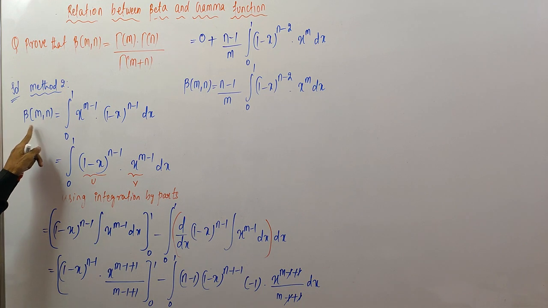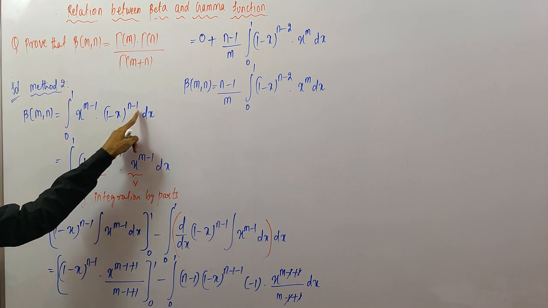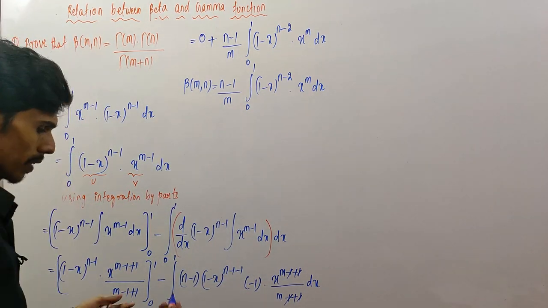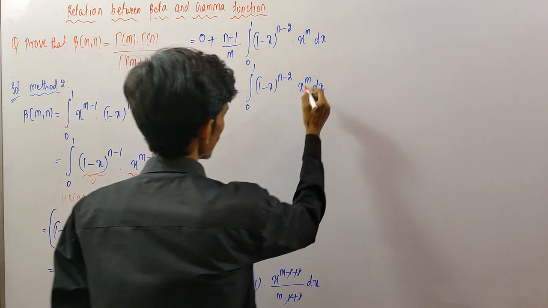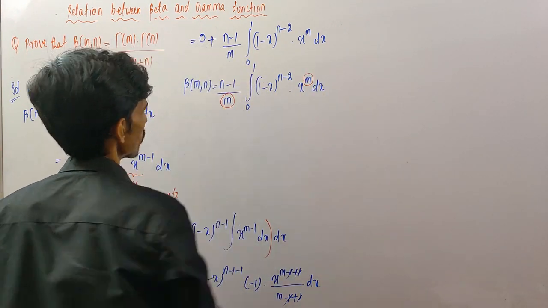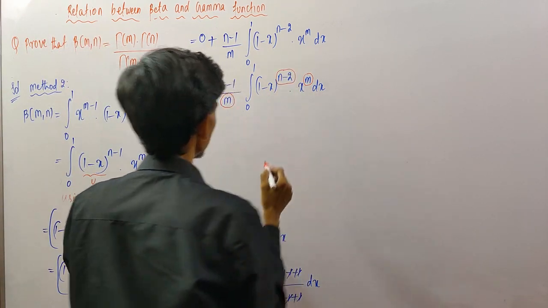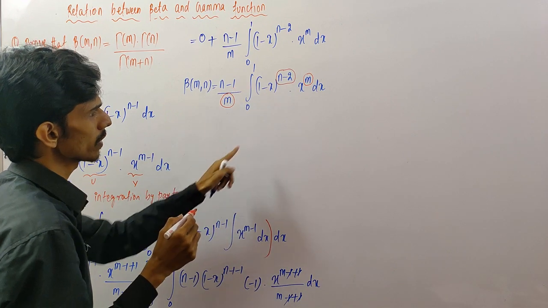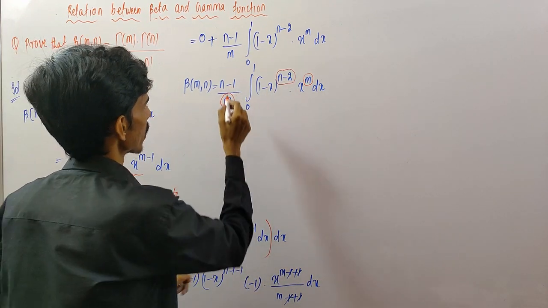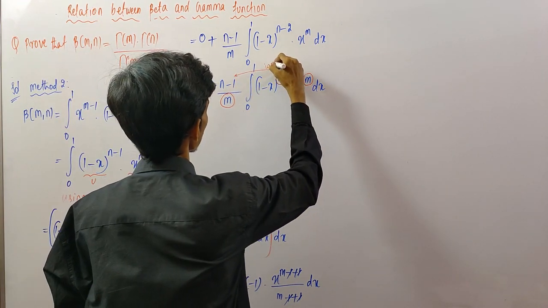We started with this beta of m comma n, integration 0 to 1 x power of m minus 1 into 1 minus x power of n minus 1 dx. We got this by integration by parts. Now here I have m, we have the same value m. Here I have n minus 2, before I had n minus 1, that is a value. This value is less than that value by 1, so the power of x increases by 1.